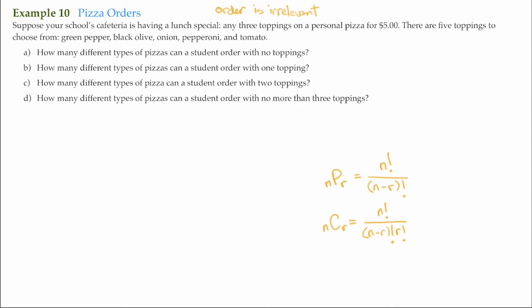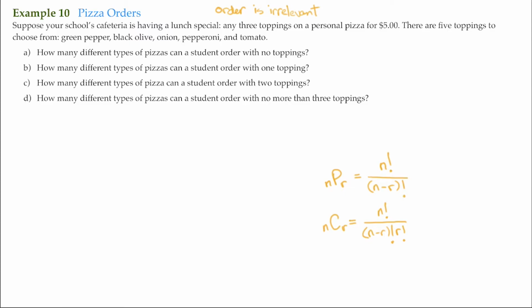So for this example, it states, suppose your school's cafeteria is having a lunch special. Any 3 toppings on a personal pizza for $5. There are 5 toppings to choose from: green pepper, black olive, onion, pepperoni, and tomato. And of course, we have these 5 questions here.